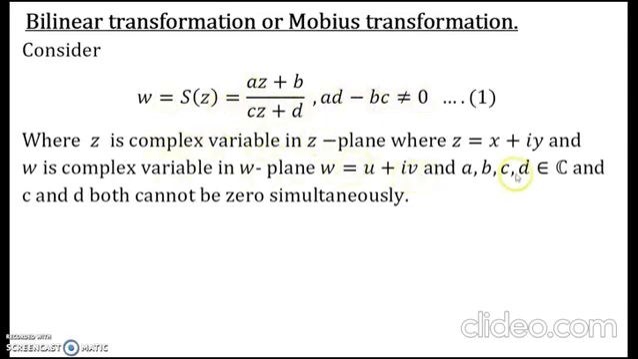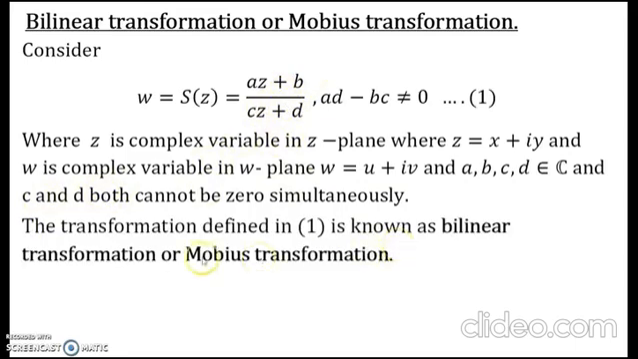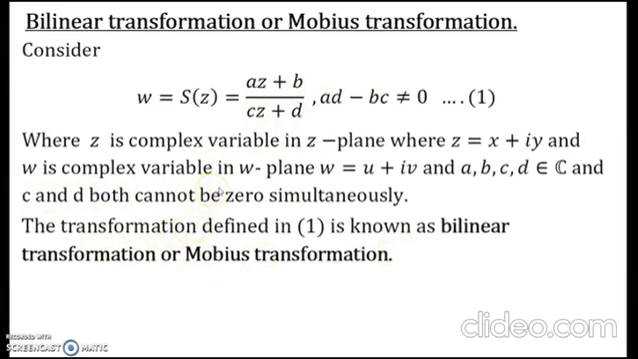Here z and w are defined like x plus iy and u plus iv, and all the coefficients a, b, c, d belong to the complex set C. Also c and d both cannot be 0, because then we would get something divided by 0, that is infinity, which is not possible in mathematics. Either c or d being 0 is allowed, but both being 0 is not allowed. The above transformation is defined as the bilinear transformation or Mobius transformation.